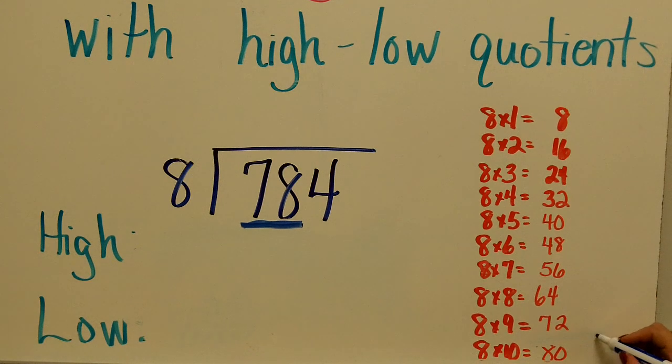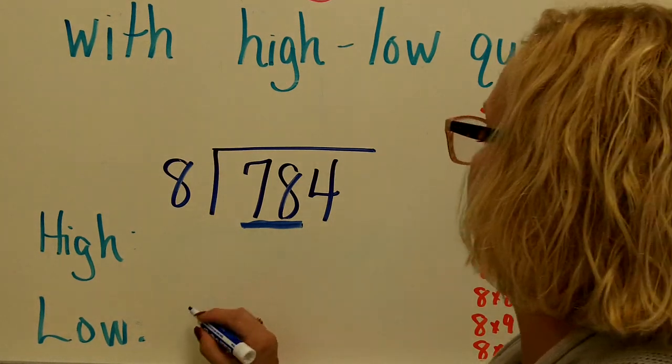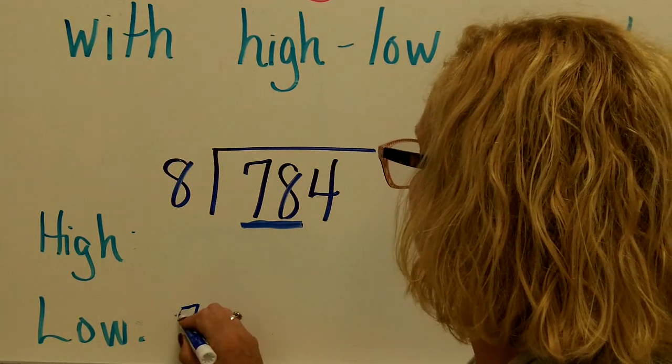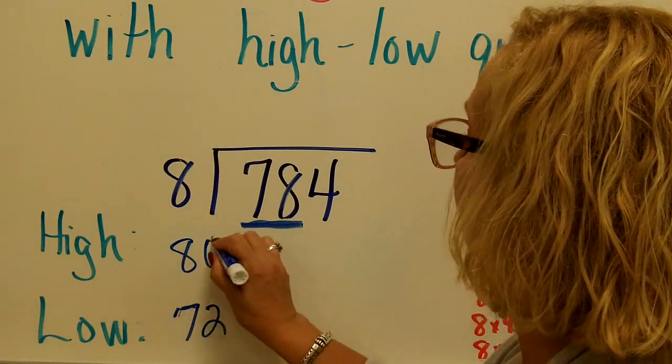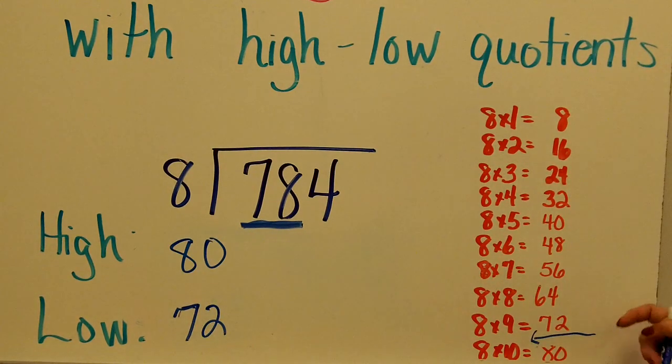And I notice that 78 will go right here between 8 times 9 because that equals 72. 72 is my low estimate. And 8 times 10 is 80. And 80 is going to be my high estimate. So I said that 72 is going to be my low, and I said 80 was going to be my high. And that's where I got these numbers from.